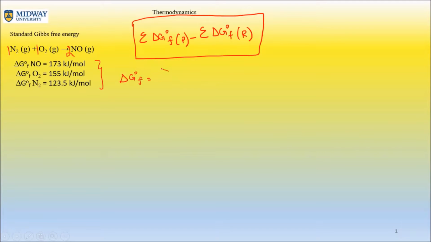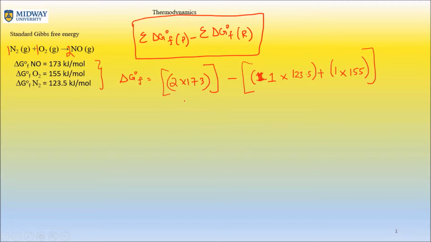It's products minus reactants. There's only one product, which is NO, and that is 173. So it's 2 times 173 minus, I close the bracket, finish off products completely, minus, do it for each reactant. It's 1 times, it's not 2, sorry, it's 1 times N2 is 150, and N2 is 123.5, close the bracket, plus 1 times oxygen is 155. Close the bracket, do the math, and that's the end of the problem.